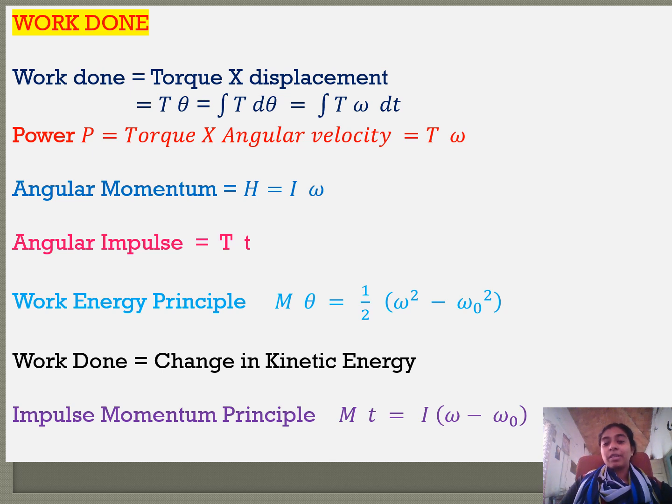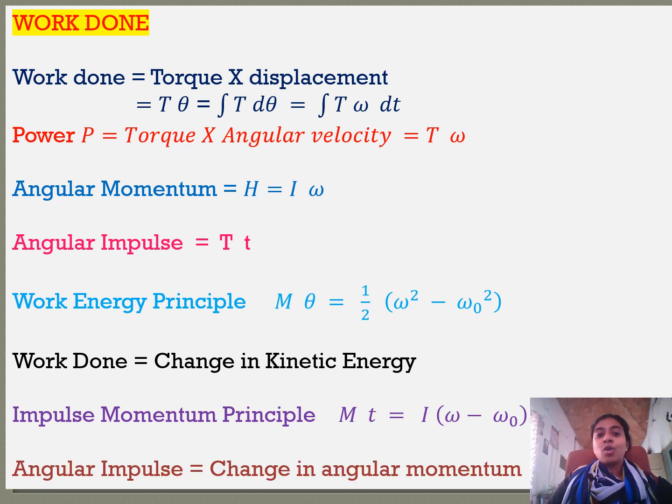And impulse momentum principle, we know Mt is impulse. Momentum is I omega. So when we have initial angular velocity and final angular velocity, the impulse momentum principle is: impulse is equal to change in momentum. That is, impulse Mt is equal to I omega minus I omega naught, that is change in momentum. So I into omega minus omega naught. So angular impulse is equal to change in angular momentum, that is the impulse momentum principle.